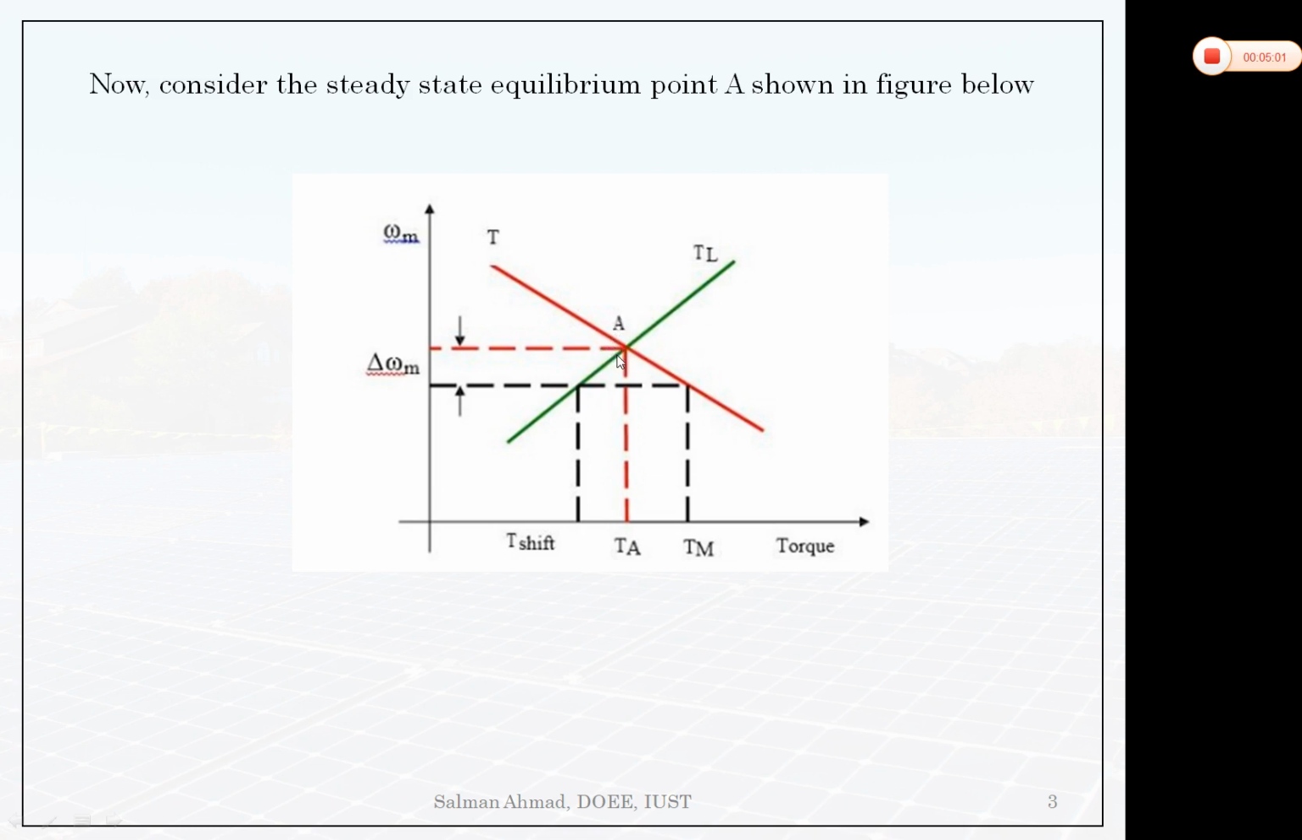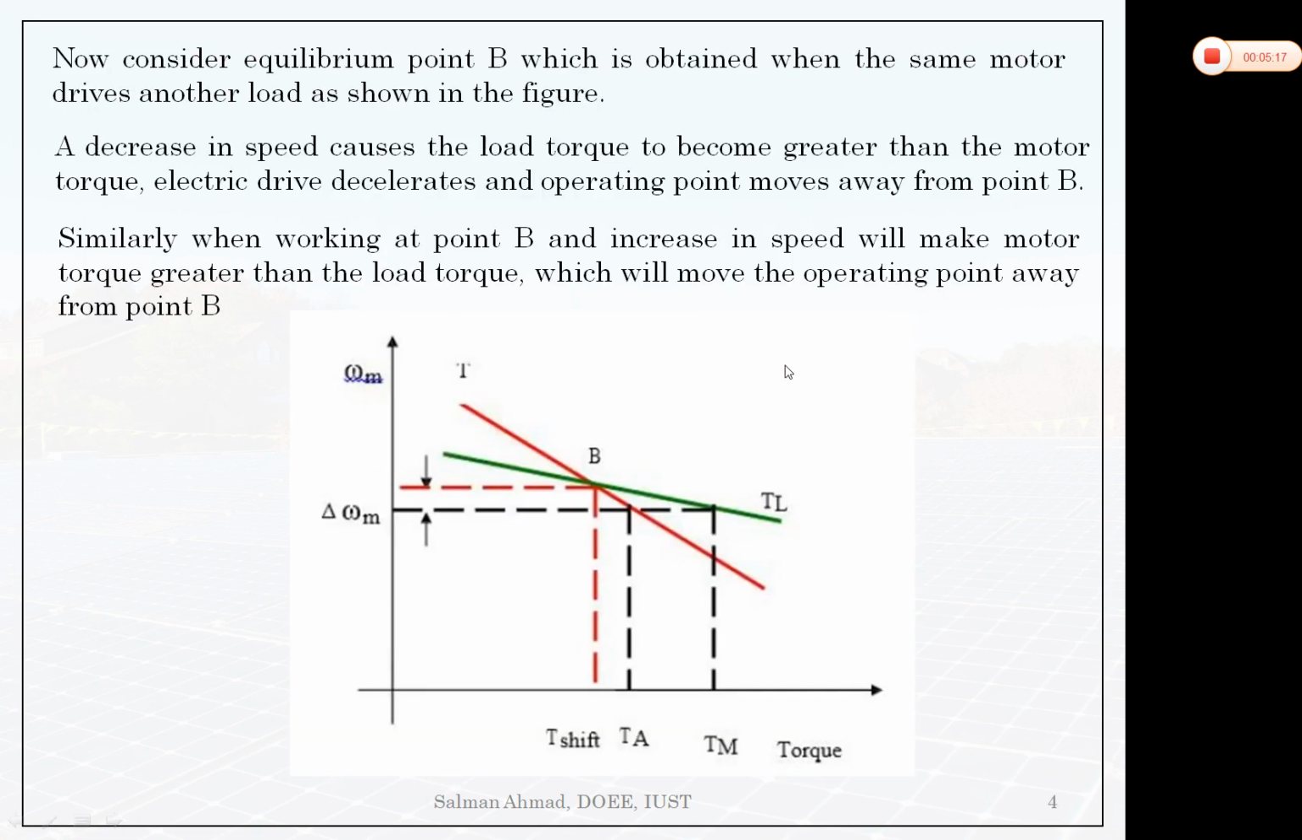So that means the point is an equilibrium and stable, a stable equilibrium point. So this motor load system is a stable system. Similarly, we take a second example.